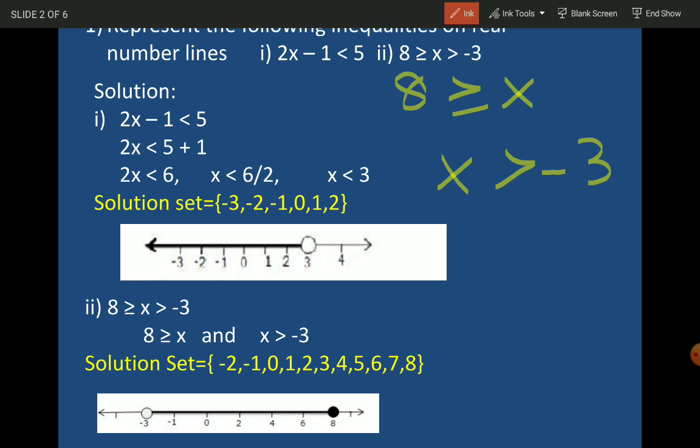For this solution set we draw a number line, the x-axis. We didn't include minus 3, so we put it in light color, and all the other numbers are on the dark line. That means minus 2, minus 1, 0, 1, 2, 3, 4, 5, 6, 7, 8. So we represent the line. In this way we have to solve the sum and represent the number lines. We can solve some more sums.